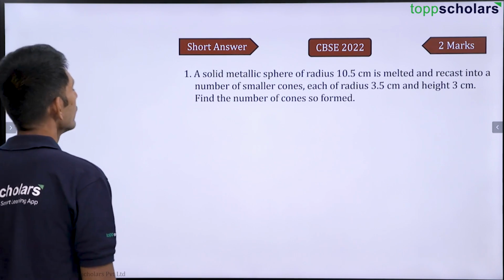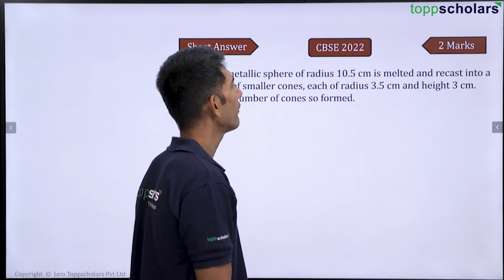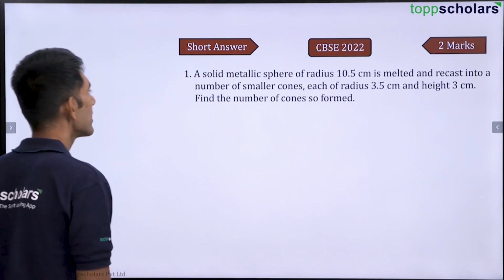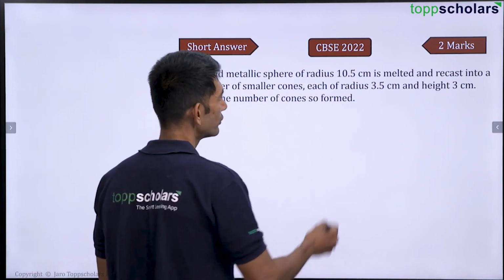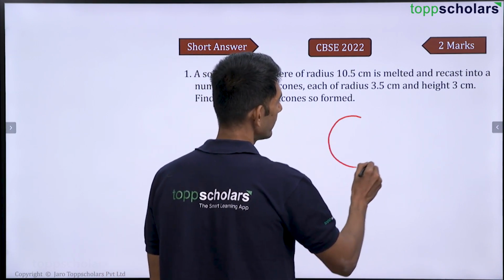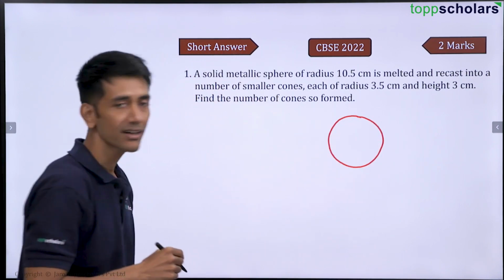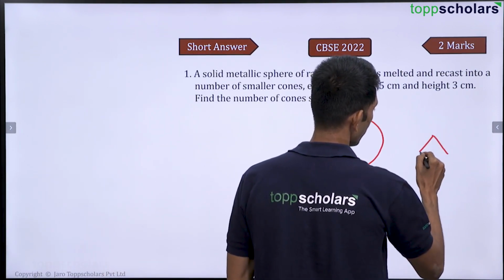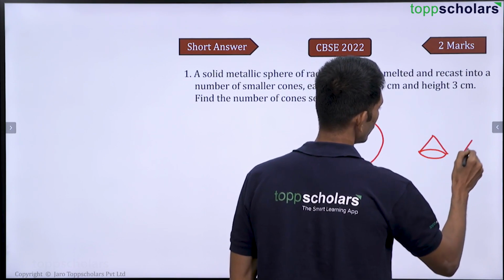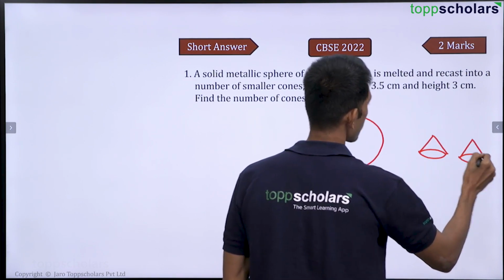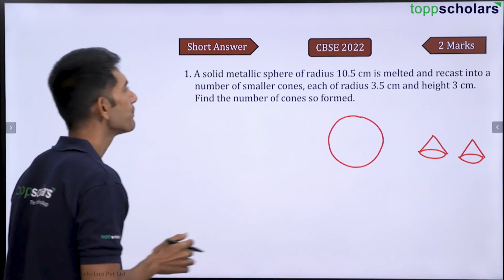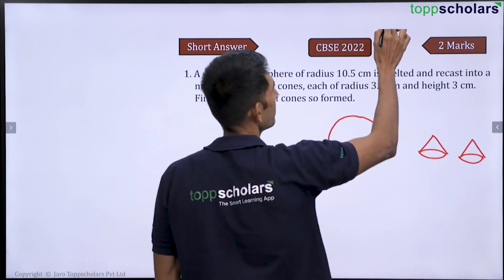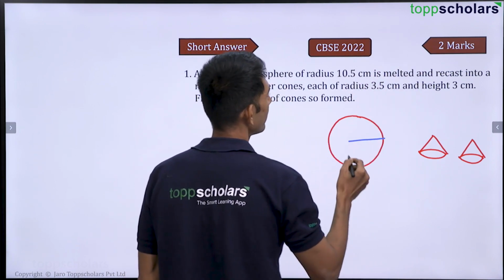It says a solid metallic sphere of radius 10.5 centimeter is melted and recast into a number of smaller cones. So there is a metallic sphere which is recasted into smaller cones. How many cones, we don't know. So small cones they are making, and some values are given. A solid metallic sphere of radius 10.5 centimeter. This particular sphere has the radius how much?